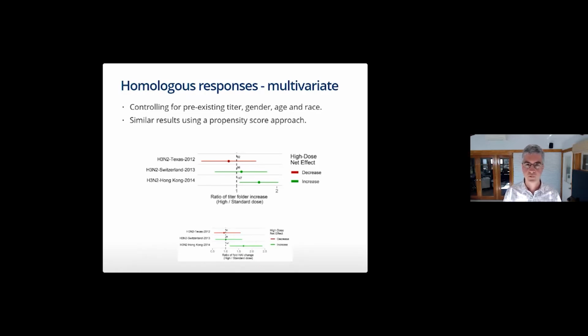And we also did a different approach called propensity score matching, where you try to pick individuals in the standard dose that are very similar to the high dose group. And again, the overall patterns we see are very similar.